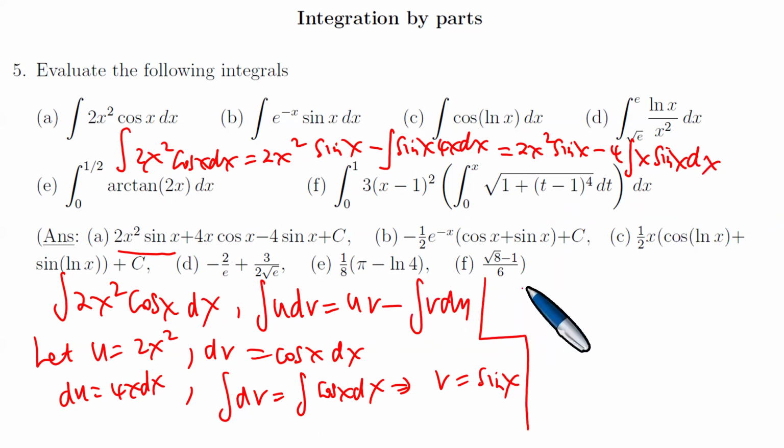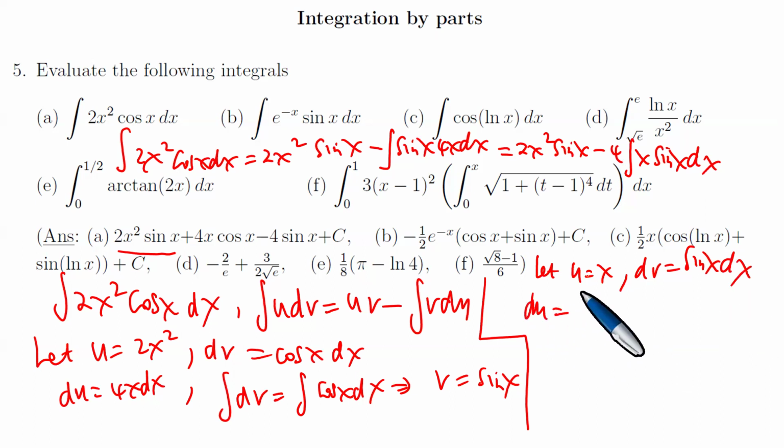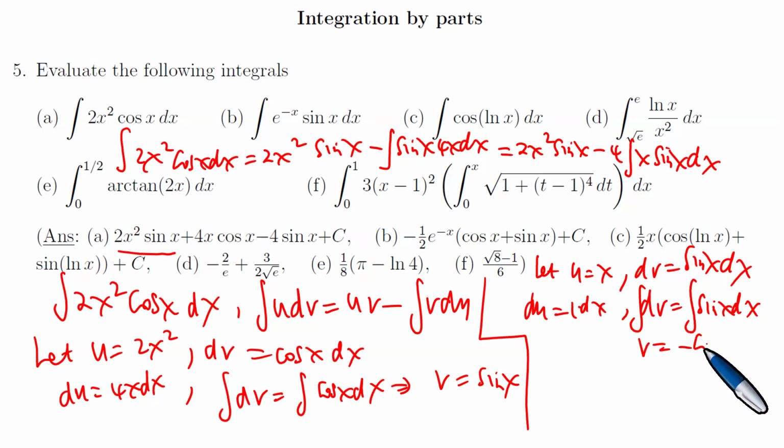Okay, so now we are again back to this. To integrate this one, you again let u be x. The dv would be everything that remains. If u is x, then dv is sine x dx. du is the derivative of x, which is 1 dx. For the integral of dv, you integrate both sides, sine x dx. The integral of the sine is minus cosine x. We're good.